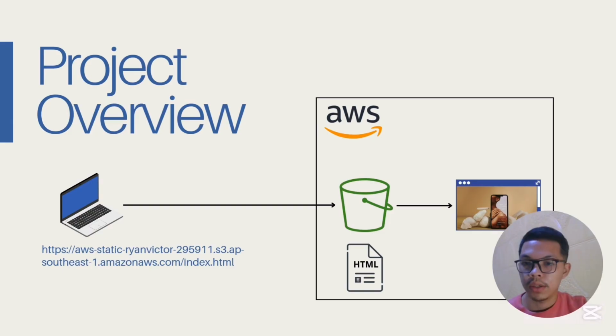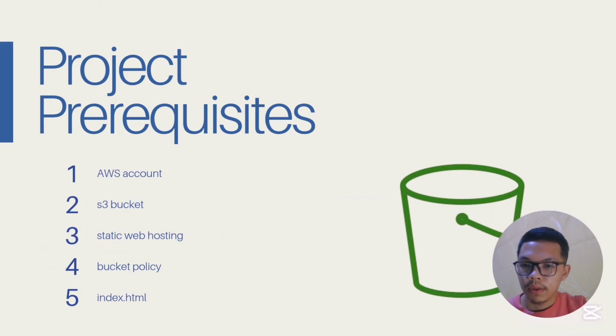So our goal today is simple. A client such as a browser will request a web page from the S3 bucket, and our S3 bucket will deliver that page, which is an index.html file, just like a basic web server would. That's very simple. Before we start, please make sure you have the following in place.